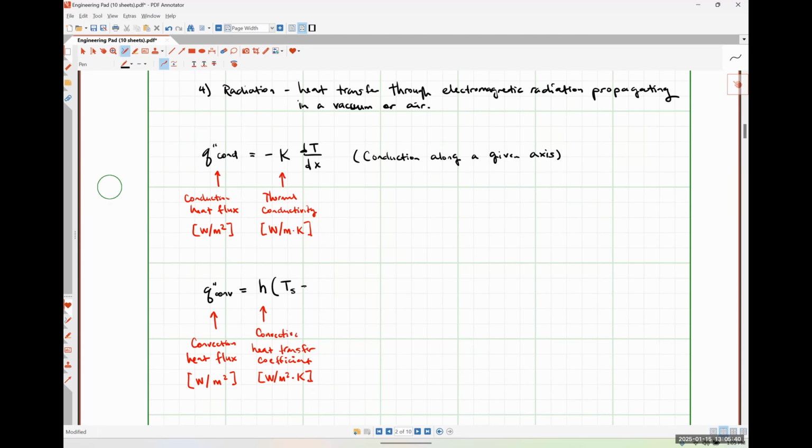Ts minus T infinity, where Ts is our surface temperature measured in Kelvin, and T infinity is our fluid temperature, also measured in Kelvin. Okay.